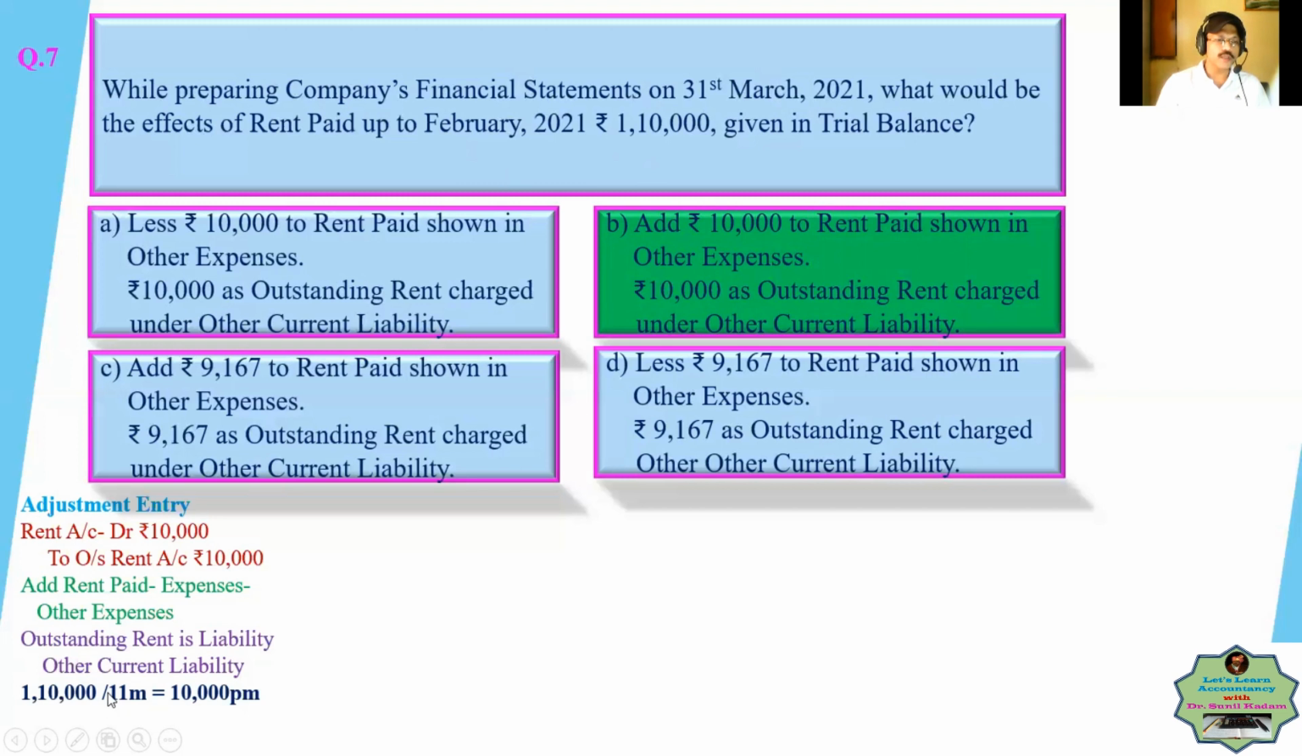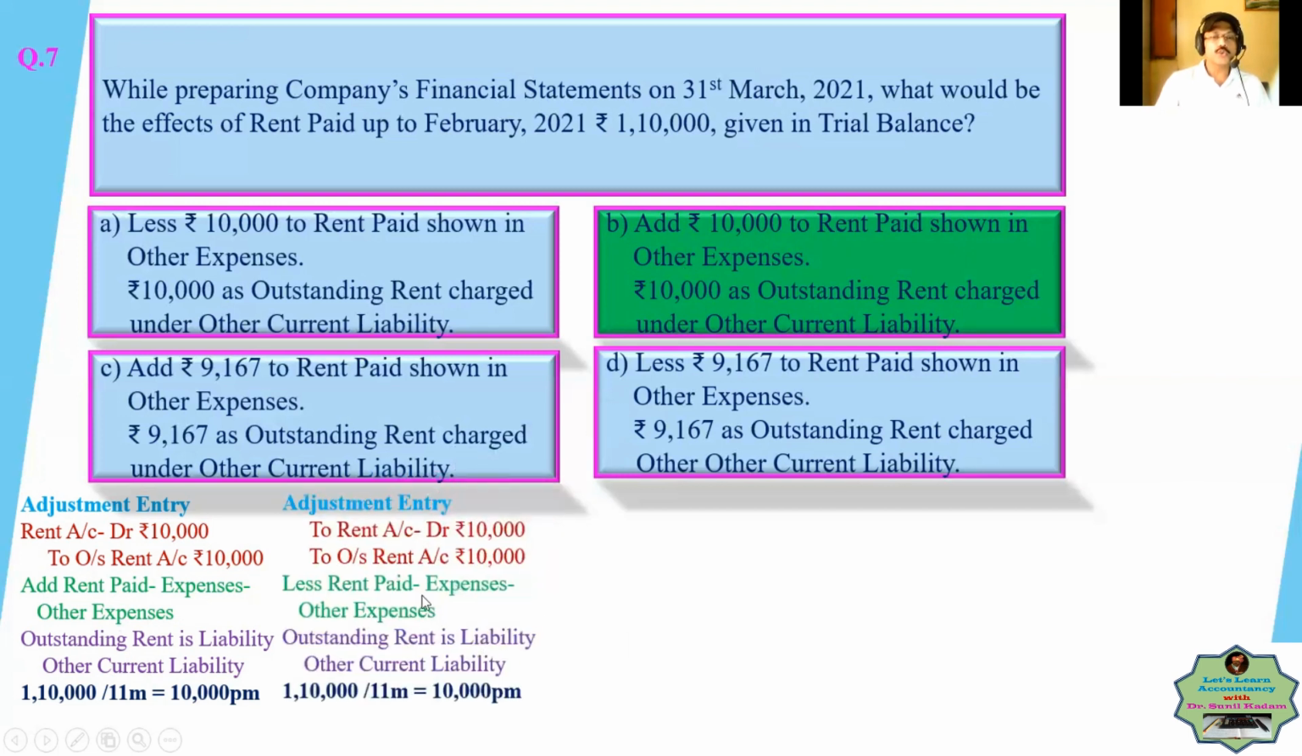That's what's shown here. So the outstanding rent is adjusted with a debit to the outstanding rent account of 10,000. Therefore, what is the correct effect? Outstanding rent is paid, so it will be added to the expenses, and the outstanding amount is shown on the balance sheet as a current liability. Hence, this effect is correct.